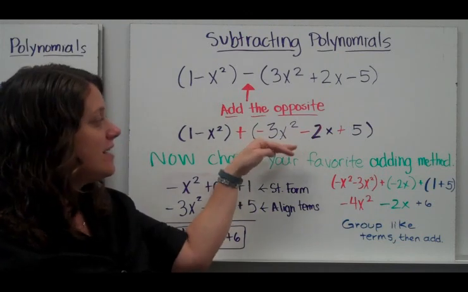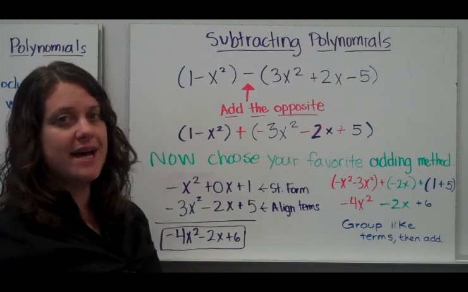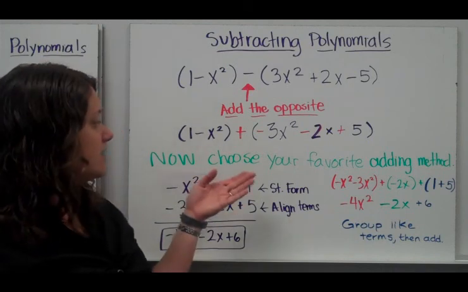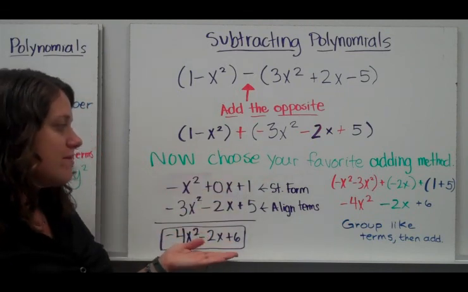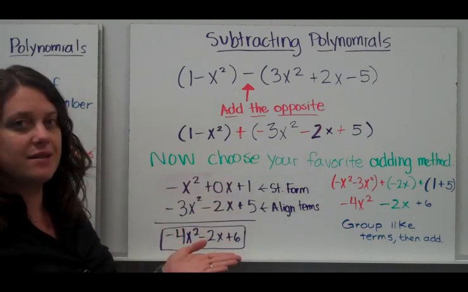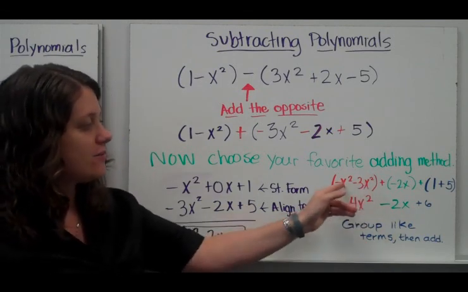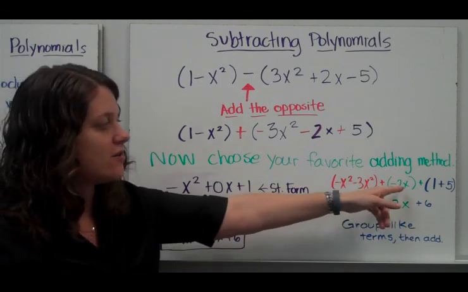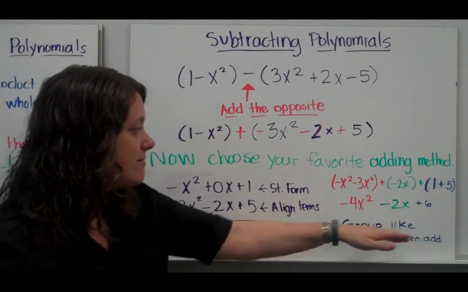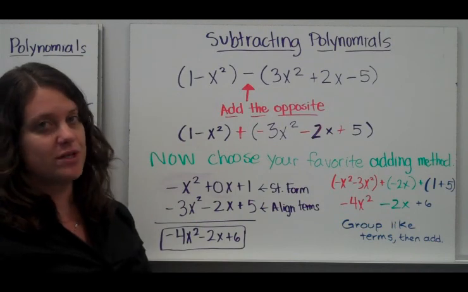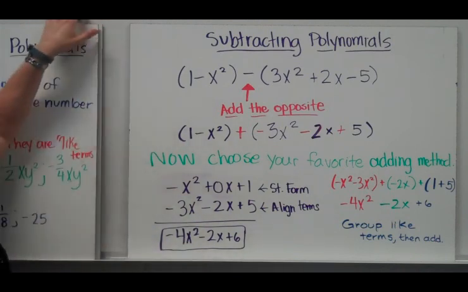Once you've done that, now you just have an addition problem. So you just go back to exactly what we just learned about adding polynomials. So you can see here, you choose your favorite adding method. You could either use standard form and align the terms and then combine, or you could use this one, or you group them. So I grouped the highest degree, the squared, and then I grouped just the x's, and then I grouped the numbers. And I came up with the same exact answer no matter which method that I used. So either one is fine. Let's do one more example.